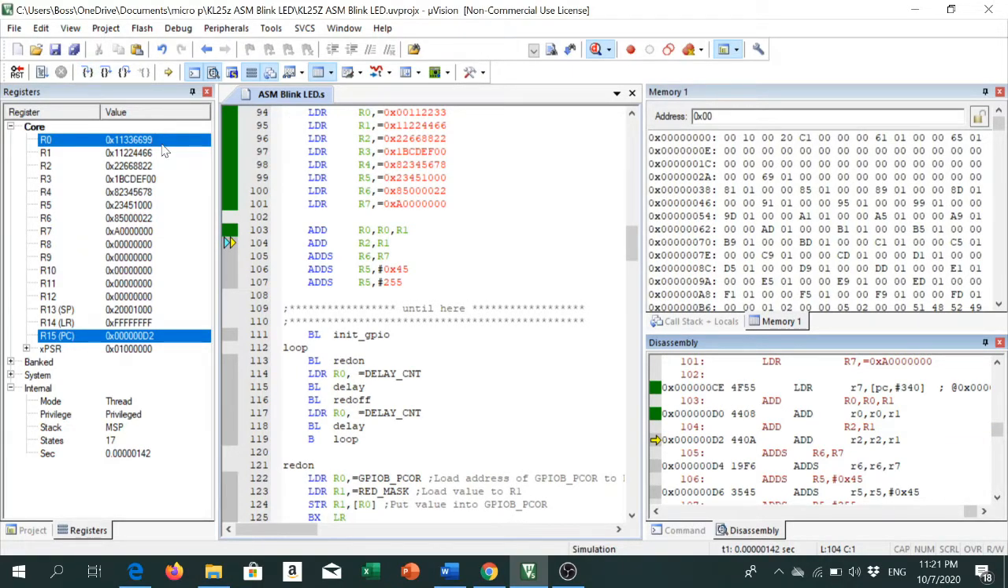The second instruction is the same as the first instruction, but the destination register is not written here. The operation is R2 plus R1 and it will save the answer at R2. The R2 will be changed here.